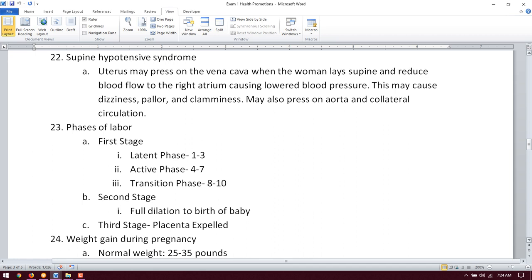Remember, this is when they lay flat on their back and the uterus presses on the vena cava. So if you have them lay on their side, it will help reduce the symptoms, because what it's doing is just causing lower blood pressure because the blood flow isn't going back to the right atrium.